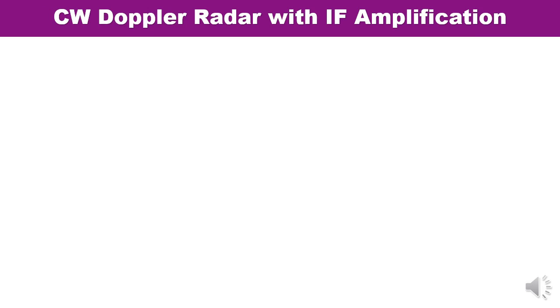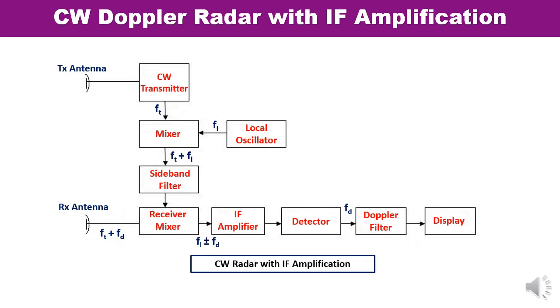Now let us discuss another block diagram of continuous wave radar, which is the CW radar with IF amplification. Here you must be curious why IF amplification is required. You can see this particular block diagram where the IF amplification unit is included.